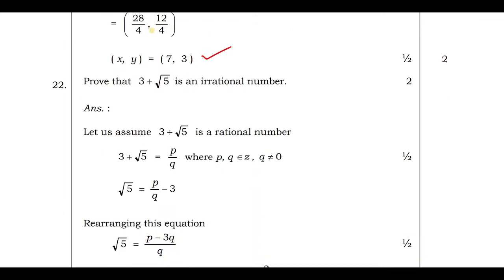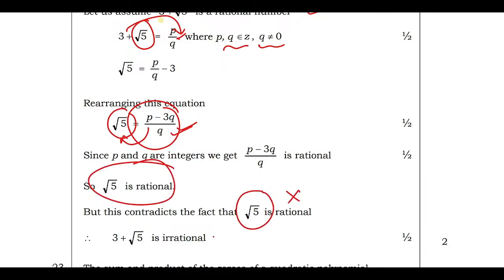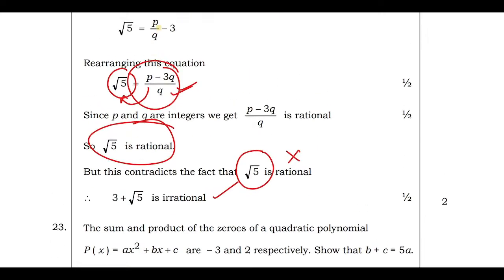Prove that 3 plus root 5 is an irrational number. Assume that it is a rational number. Write it in the form of p by q, where p, q are integers and q is not equal to 0. Keep the irrational number root 5 on the left and shift 3 to the RHS, it becomes minus 3. Rearranging the equation, that is taking LCM, we get root 5 equals (p minus 3q) by q. Now it implies that (p minus 3q) by q is a rational number, which implies root 5 is also a rational number, but root 5 is not rational, it is irrational. Therefore our assumption is wrong. Therefore 3 plus root 5 is an irrational number.